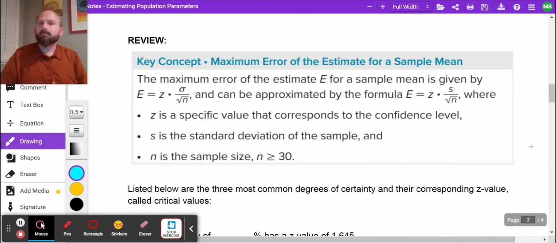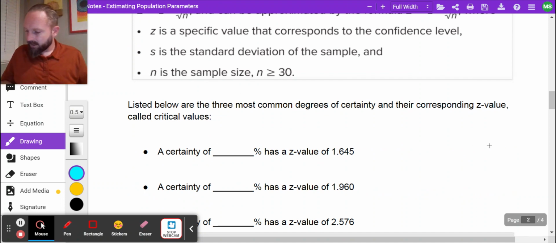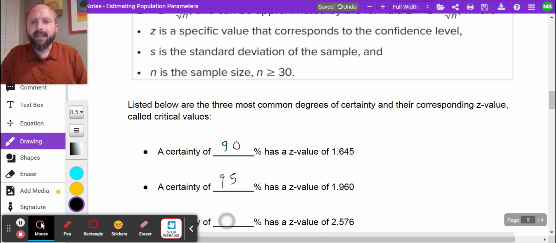So we have this key concept, maximum error of the estimate for a sample mean. Here's the formula. Z is a specific value that corresponds to the confidence level. So we have to figure out what type of confidence level we want. S is the standard deviation, and N is the sample size. So here are the three most common degrees of certainty. Let's write this in. We have 90%, 95%, and 99%.